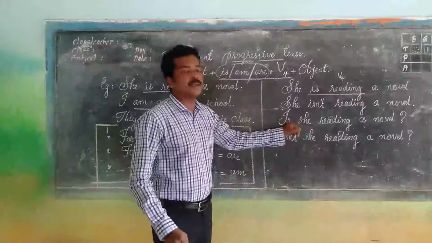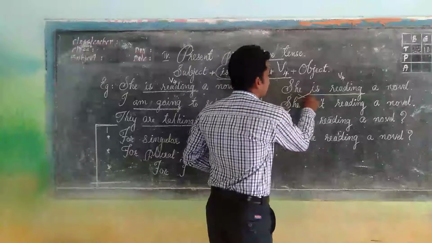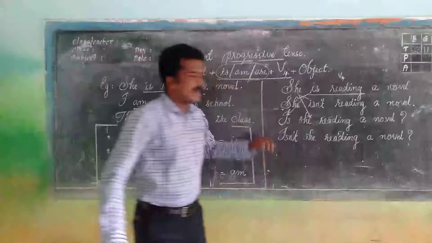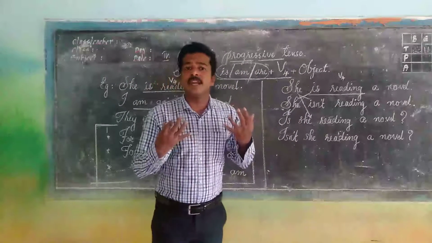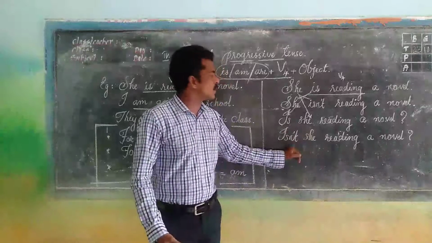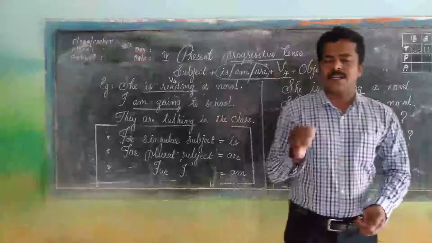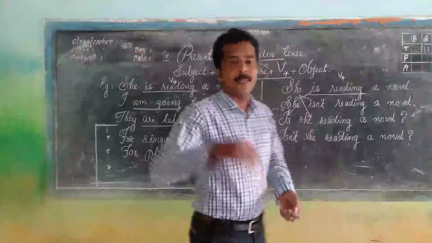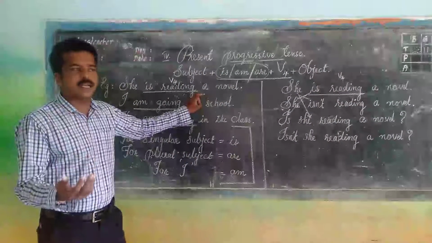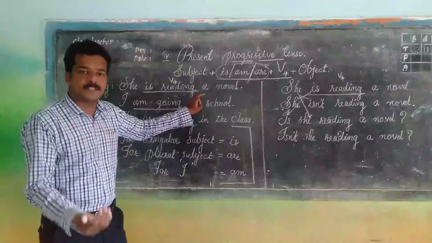And next is interrogative, just change the place of the subject and the helping verb. Is she reading a novel? And negative interrogative, isn't she reading a novel? Hope you understand because it is very easy, and by seeing the sentence itself we could easily understand whether it is present progressive or past progressive.